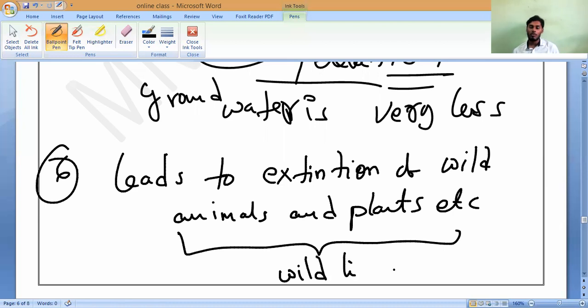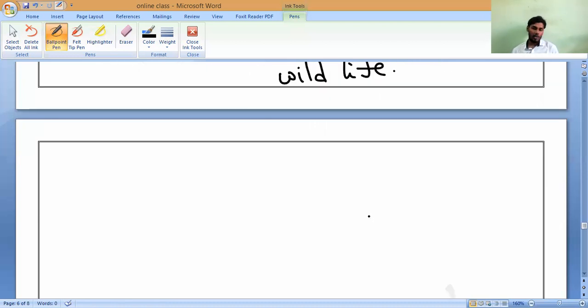What we should call wildlife. So what is happening? How is it causing this? Can anybody explain? Out of the three of you, can one tell me? I'm saying that deforestation leads to the extinction of many wild animals and plants.